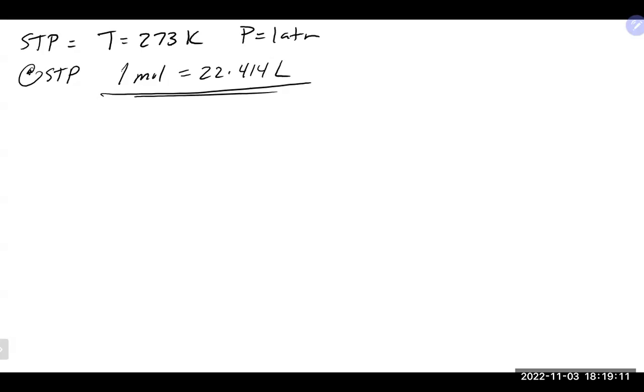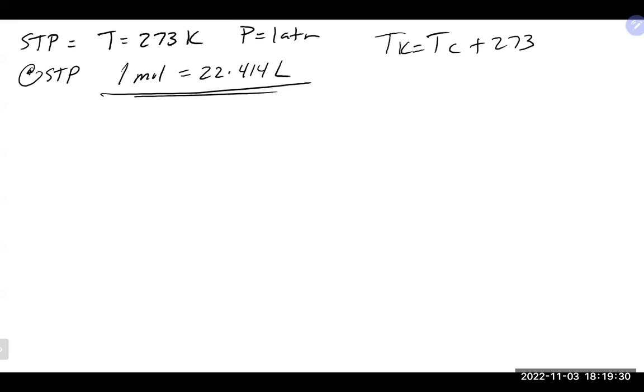To convert to Kelvin, is that what you're asking? Yeah, to convert to Kelvin, the temperature in Kelvin would be temperature in Celsius plus 273. I guess potentially you could, but usually not too often.